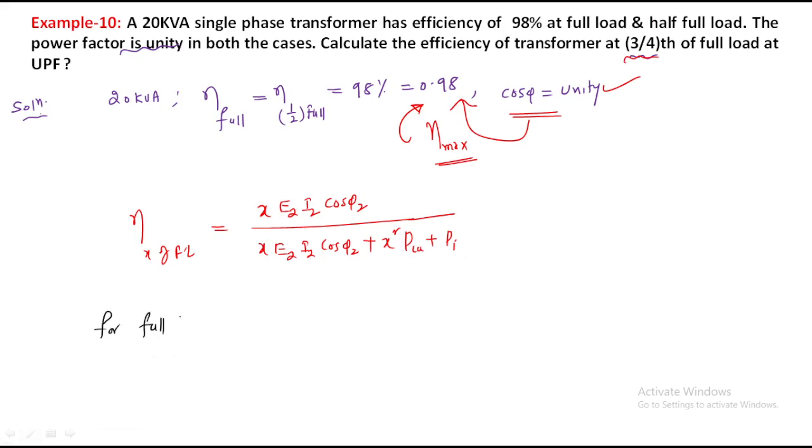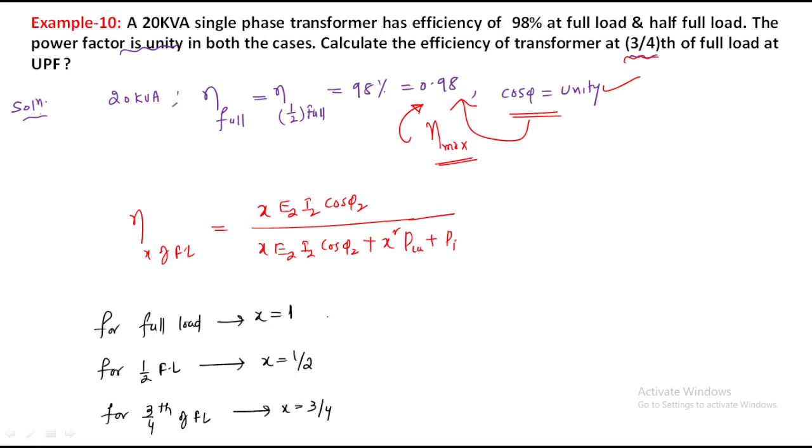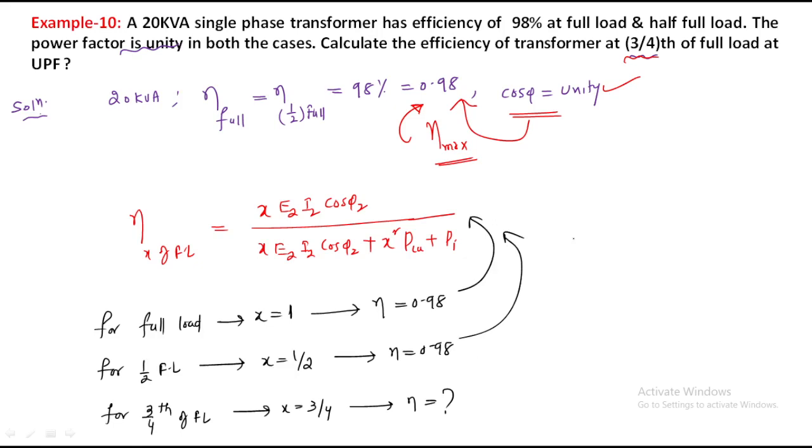For full load, x is equal to 1, right? Like that for half full load, the value of x is equal to 1/2. Therefore for 3/4 of full load, x is equal to 3/4. So we have data: efficiency for this is 0.98, and for this also efficiency is 0.98. Then we have to calculate the efficiency for this 3/4. So we have to substitute the data into this, calculate the values first, and later calculate the efficiency at 3/4 of full load.